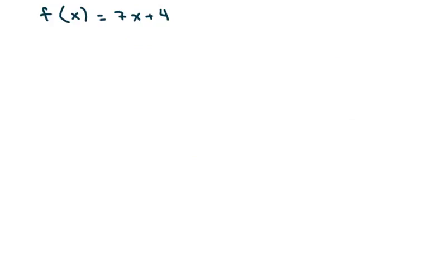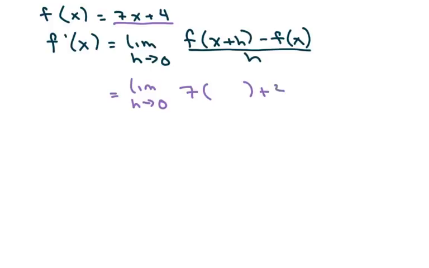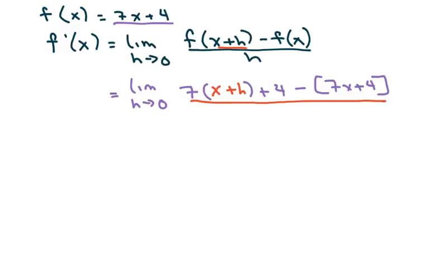Okay, the next one we have is f of x is 7x plus 4. So the derivative of this is going to be the limit as h approaches a very small number, gets smaller and smaller, or tends to 0. Okay, so this equals the limit as h tends to 0. Now, what you're going to do is write this function down minus your whole function, which is 7x plus 4. And everywhere there's an x, you're going to put in x plus h. This is going to be all over h.